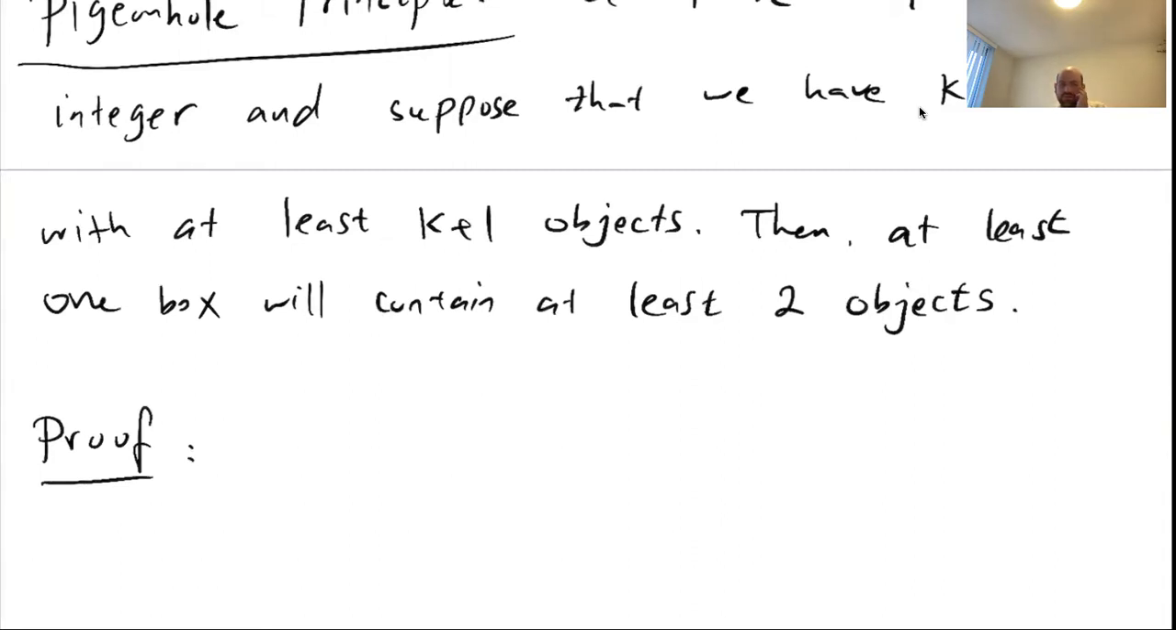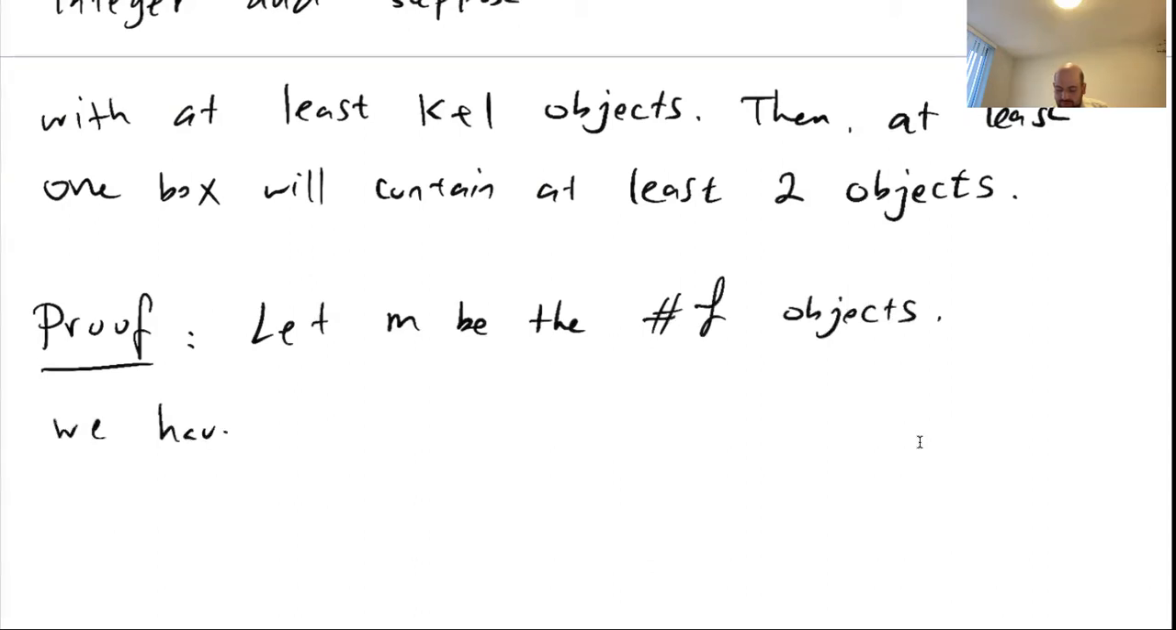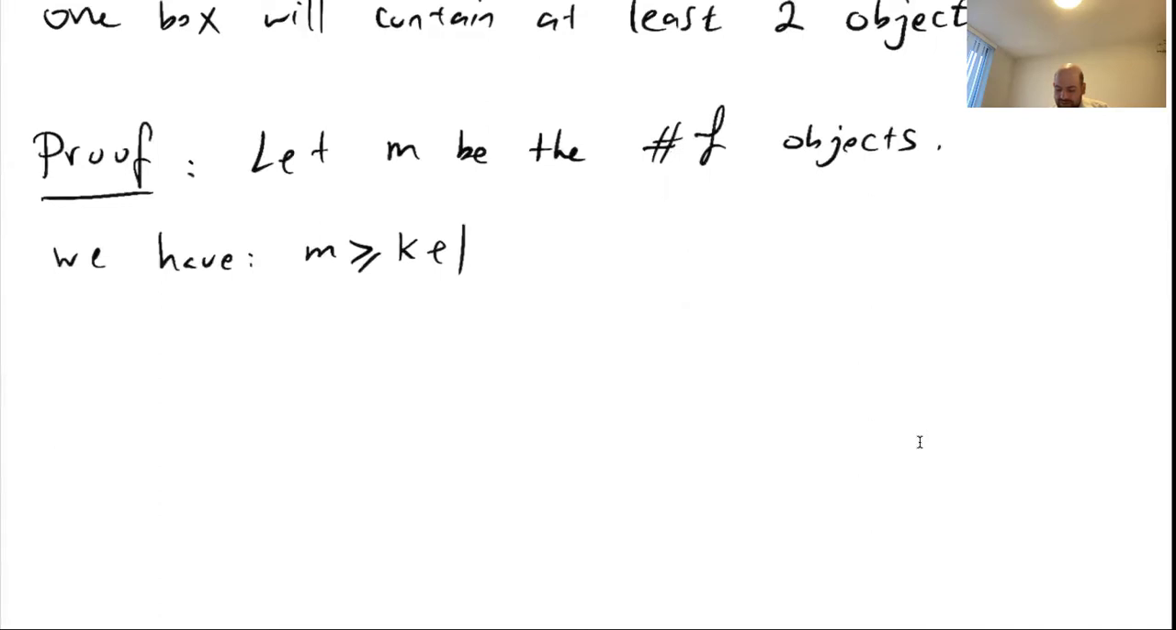Let's see how we can prove this. This is called a principle, but although it's called a principle, we can still prove it. So how can we prove it? First of all, we said we have at least k plus 1 objects. So let's call the number of objects m, for example. So let m be the number of objects. We have m bigger than or equal to k plus 1, right? So we have at least k plus 1 objects. And we have k boxes, so the first box, the second box, up to the kth box. So these are boxes numbered 1, 2, all the way to k.